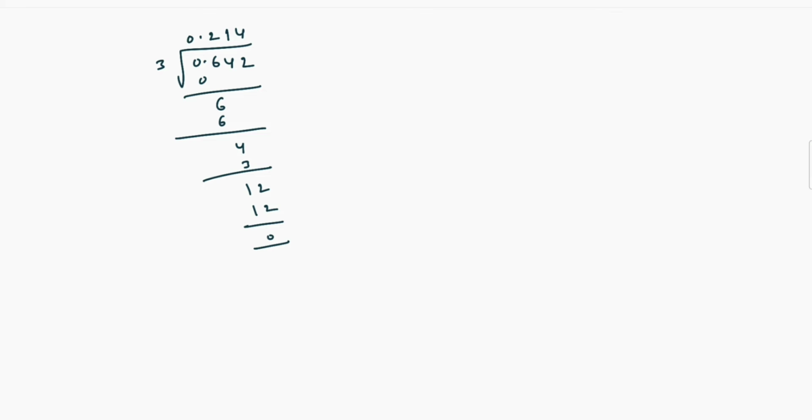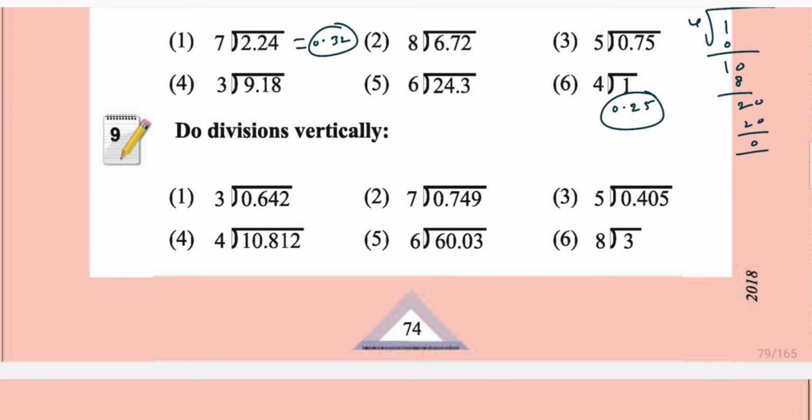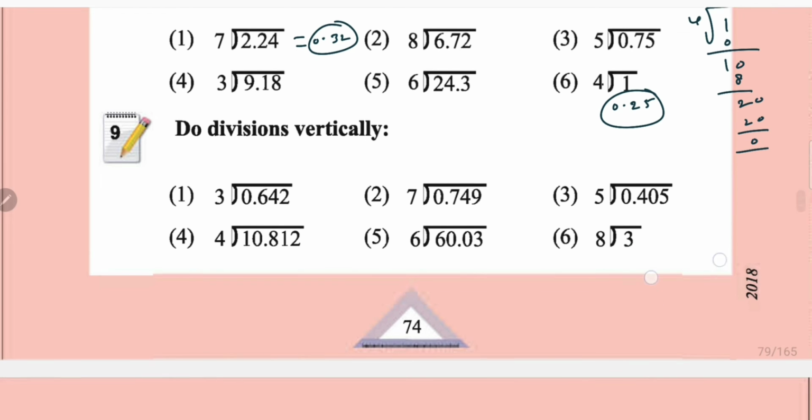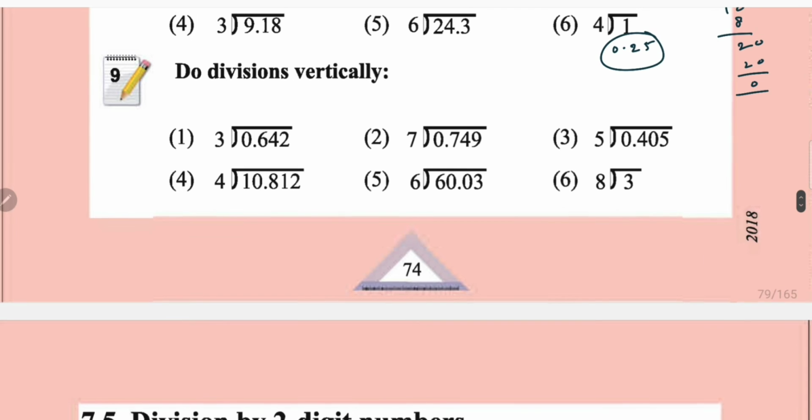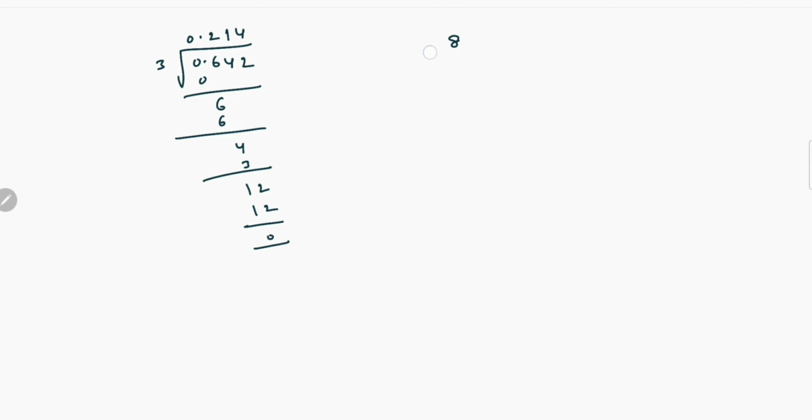Okay, what about the next one? The next one is 3 8. Okay, we'll do 3 8 or 3 by 8. Oh sorry, 3 by 8, right?